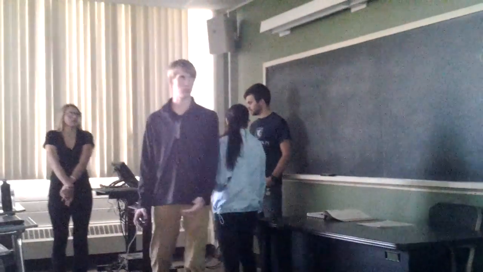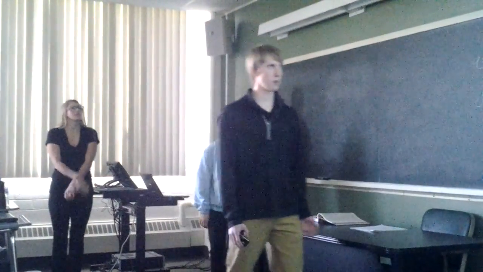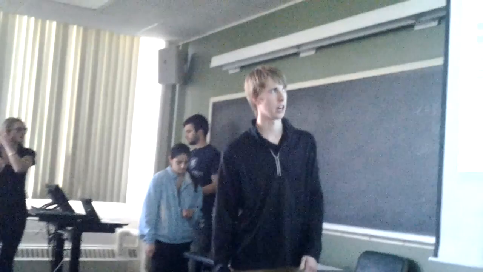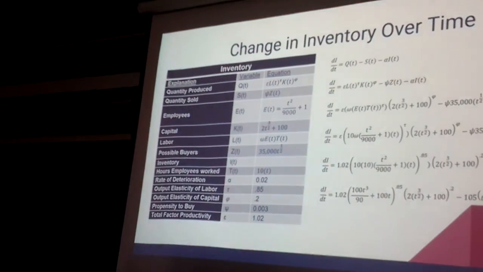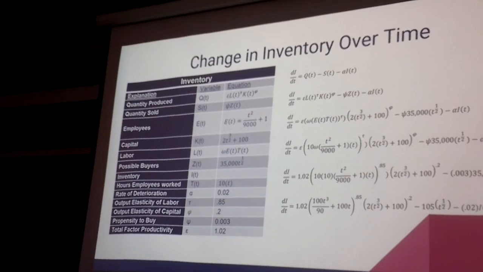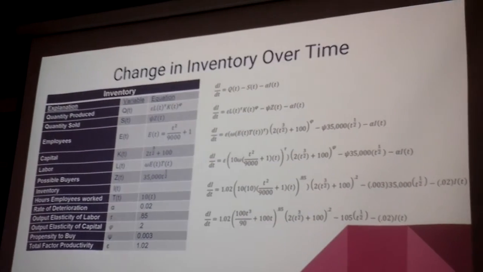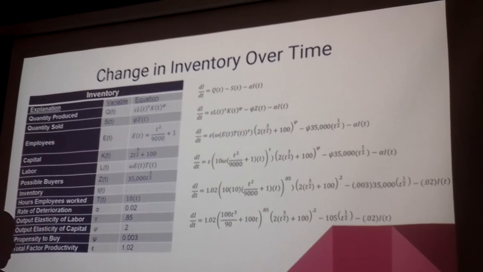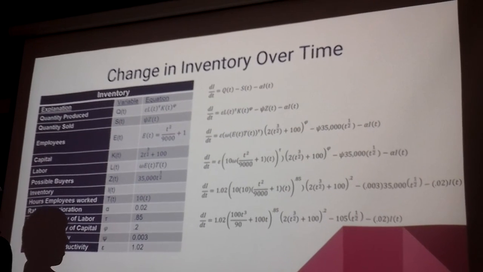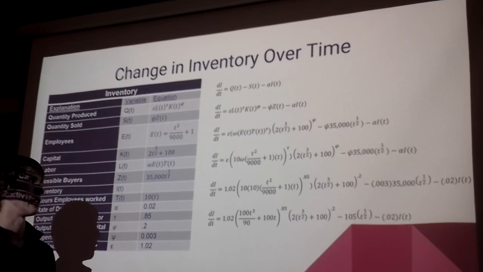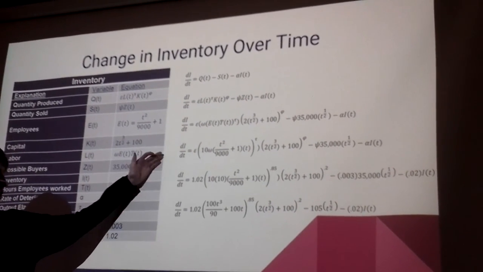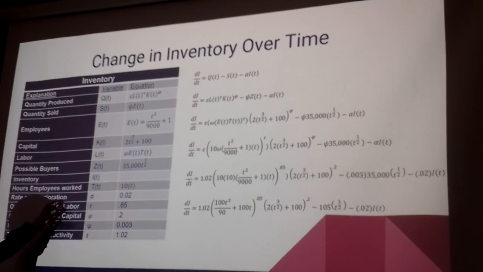And so the first really in-depth differential equation that we hit was the change in inventory over time, which, as I mentioned earlier, was the quantity we produce, minus the quantity that we sell, minus the deterioration rate of our current inventory. And so we plugged in our Cobb-Douglas function, we plugged in our sales function, and we plugged in our deterioration rate. And then we simplified it all the way down. We kept on plugging in all the equations you see here.